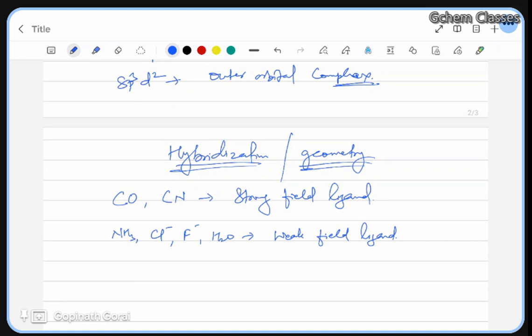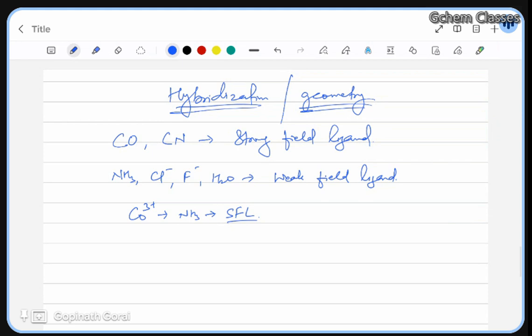Now, only in the case of cobalt, if it is in the +3 oxidation state, then NH3 will act as a strong field ligand. SFL is strong field ligand and WFL is weak field ligand, so going forward I'll write SFL. That is in the case of cobalt +3. Now, if you have a metal from the 4d and 5d series, then all will act as strong field ligands. Otherwise, I'll just write that pairing up of electrons will happen, right?